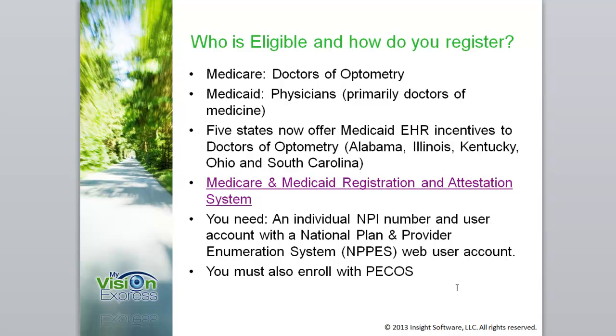So what you do need is an individual NPI number and a user account with the National Plan and Provider Enumeration System, an immunization system web user account, and you must also enroll in PECOS. This is something that you do want to get a head start on as far as registering, just in case you have any problems registering with PECOS, or if they don't have certain information. You want to try and get that taken care of as soon as possible.